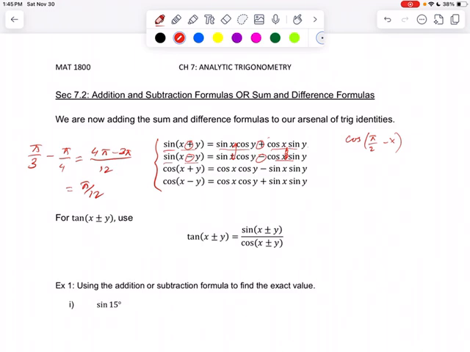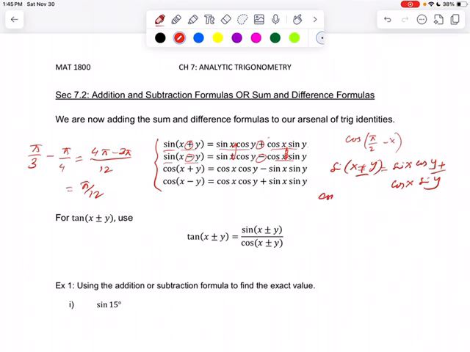For sine of x plus y, when we expand it, it gives us sine of x cosine of y, and the other term is cosine of x sine of y. In between, if there is a plus sign here, you get a plus sign in between these two. If there is a negative sign here, you get a negative sign in between these two. So that is your sine.